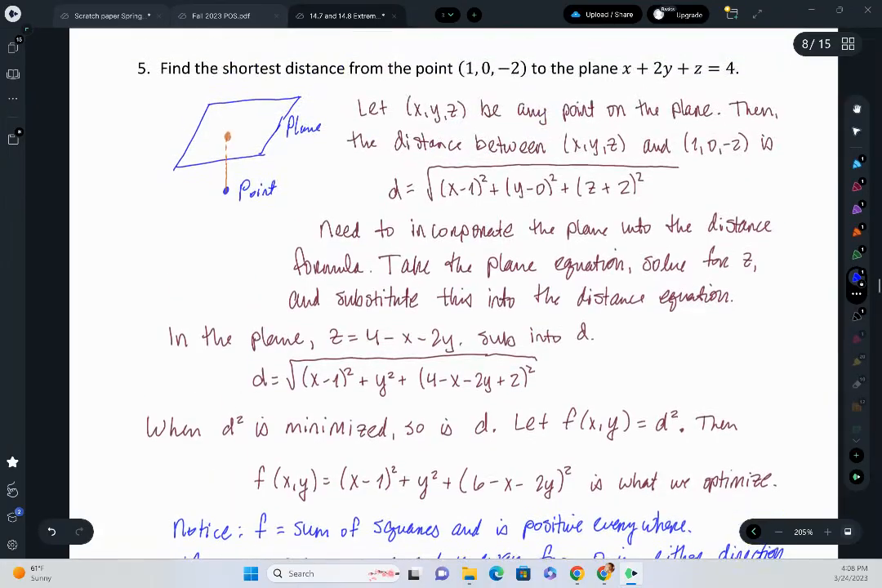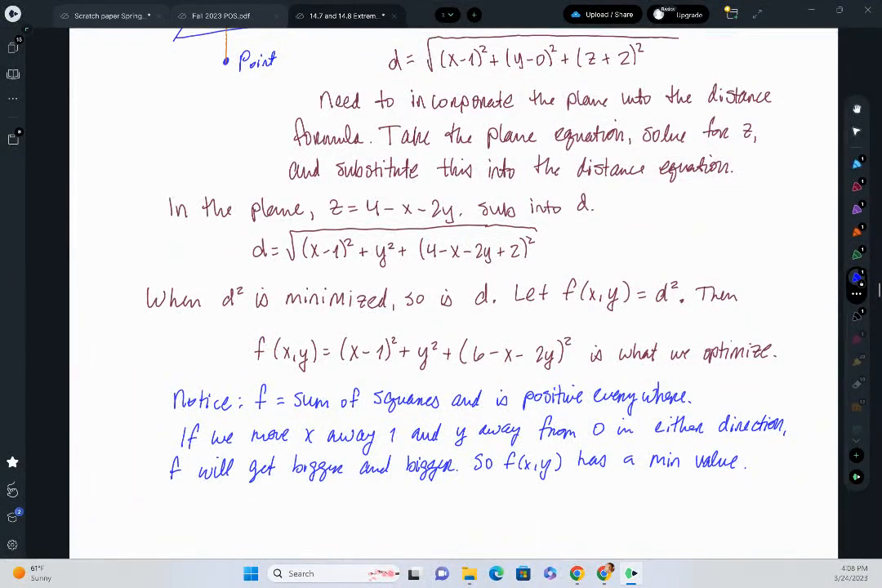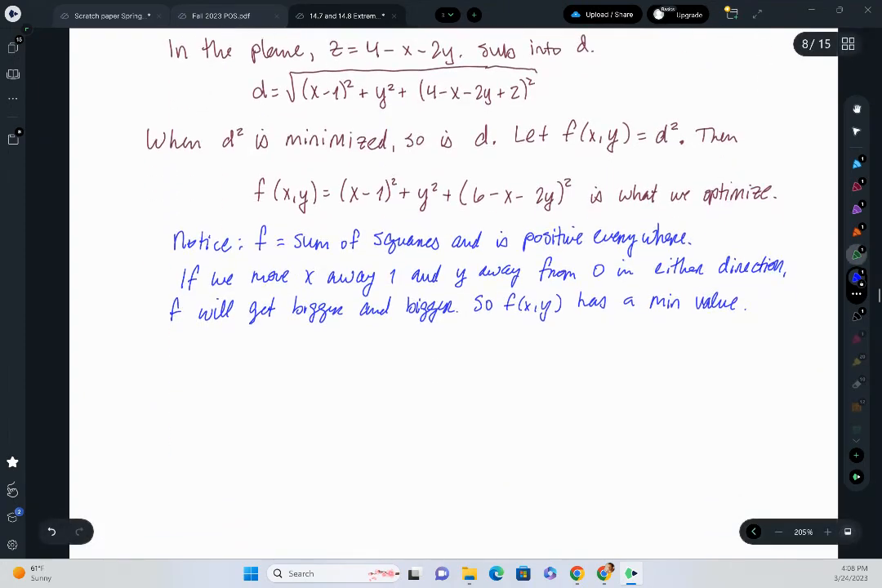So that was a lot of work right there. First, just setting up an equation that incorporates what we are talking about, distance. Then going ahead and making sure that the constraint, the plane, that's what we're working with, gets substituted in. And then realizing that working with distance is painful, so let's work with distance squared instead. Now, solve f sub x equals 0 and f sub y equals 0 simultaneously.